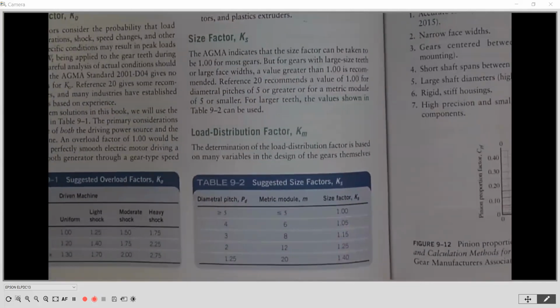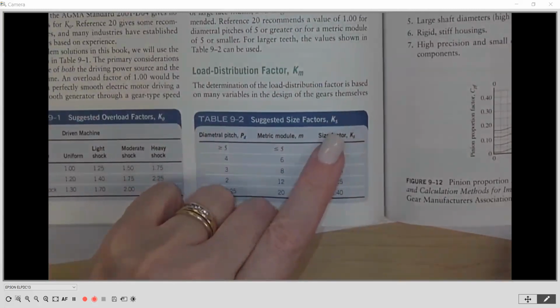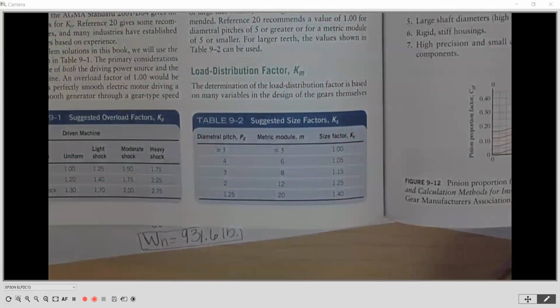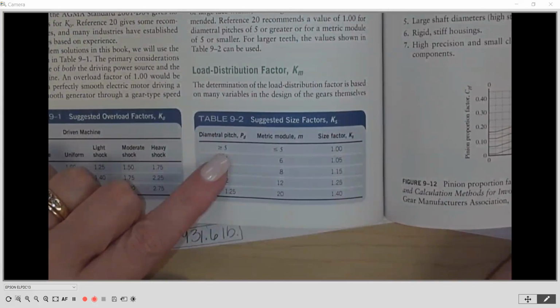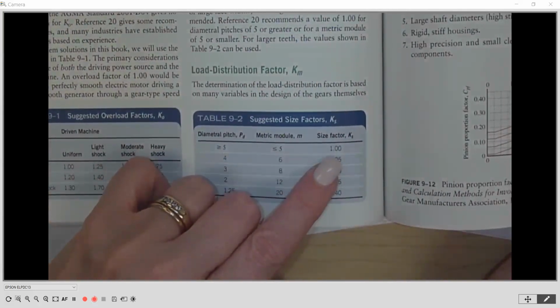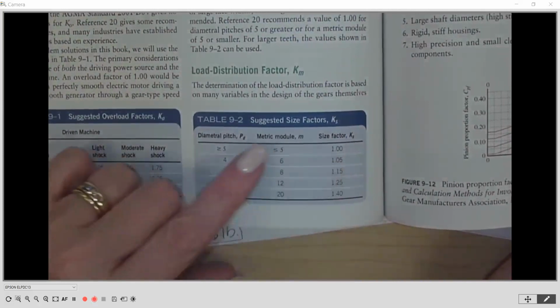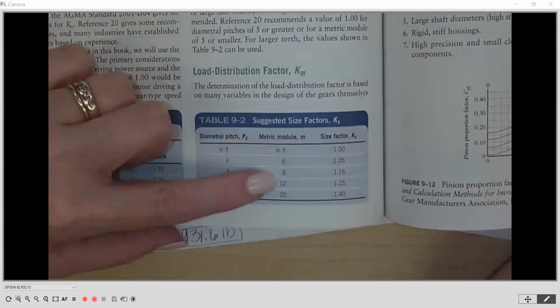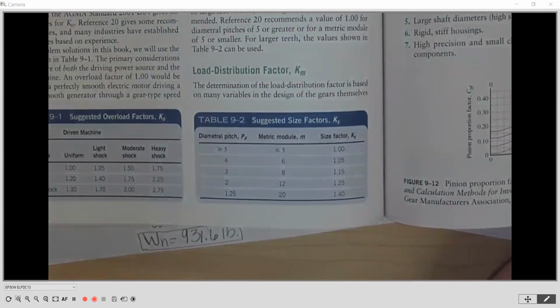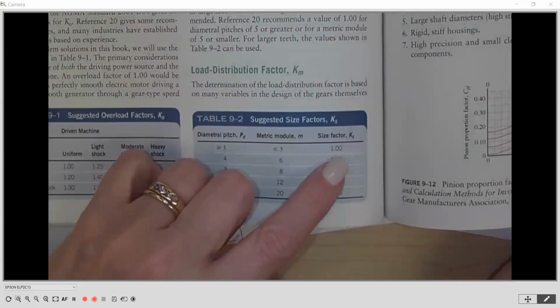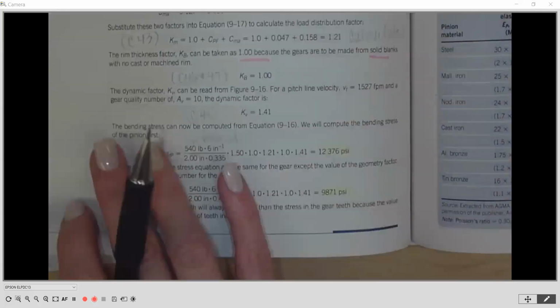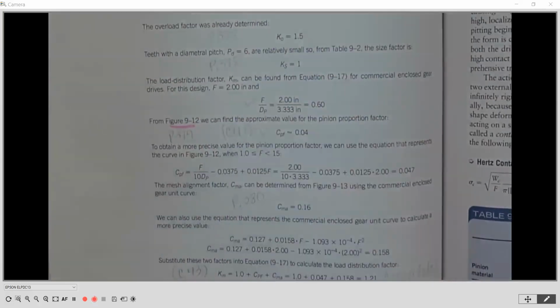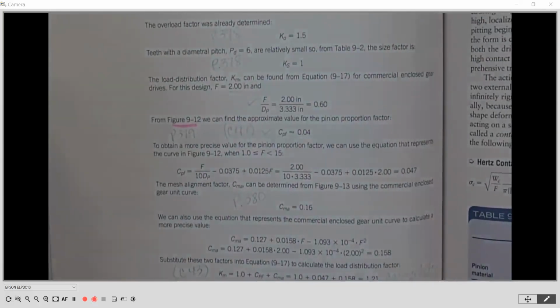Right. At the bottom of the second column are the suggested size factors, KS. They are based on what your diametral pitch is. Anything greater than 5 is going to be equal to 1. And we're in the diametral pitches, not the metric. Ours is 6, which is greater than 5, so our KS factor is going to be 1. That's what they have here for their example 2, so we're going to put it into our spreadsheet.